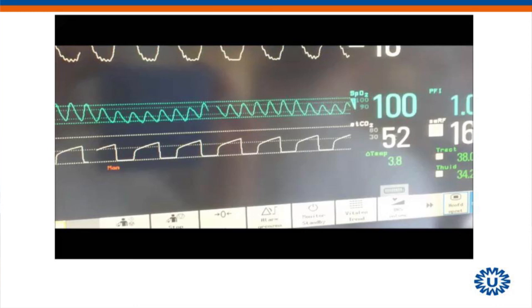Let's look in steps. Carbon dioxide, is it normal, low or high? 52. It's high. At what waveform? Yes, it's a carbon dioxide waveform and it looks obstructed. Yeah? This is an asthmatic patient. Next step.